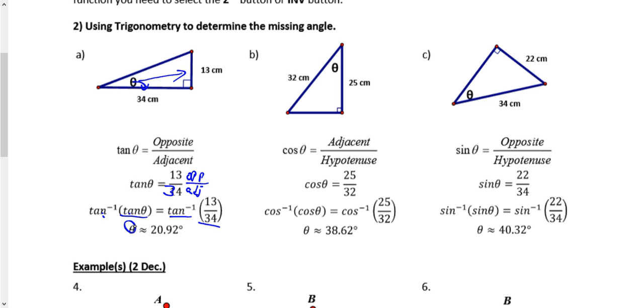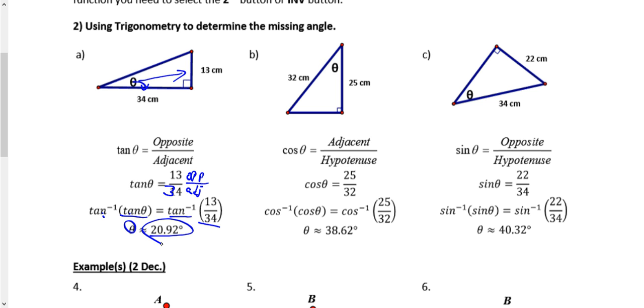In this case it won't bother anything, but a lot of times it will make a big difference if you don't close them. 20.92 degrees. So you see, we didn't have any angles in here, but we had two side lengths, and we can find the angle. Let's look at the next one.